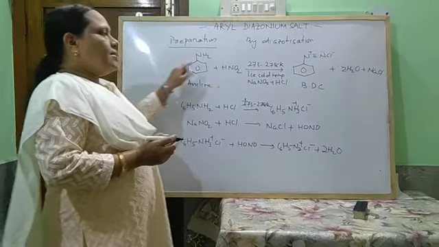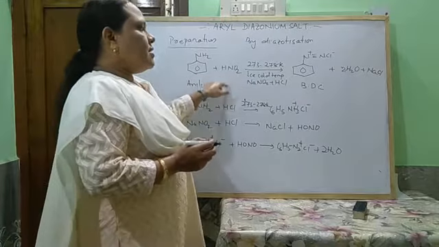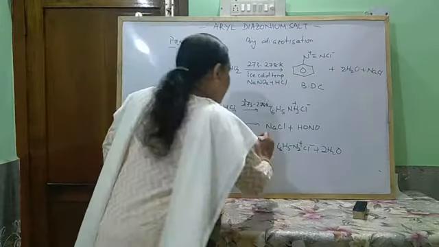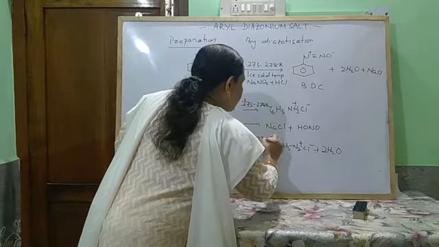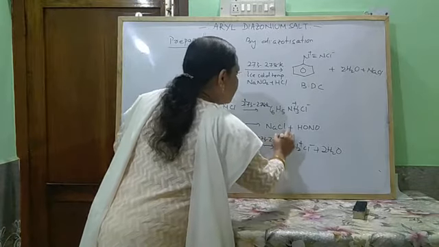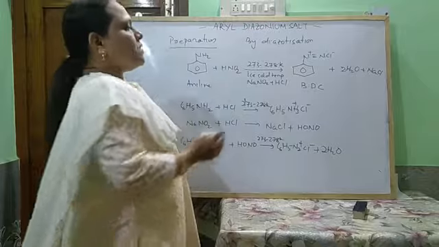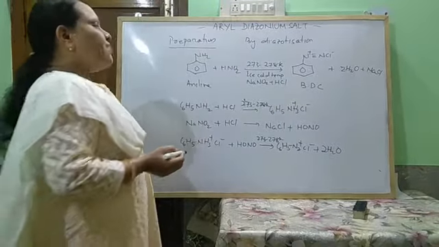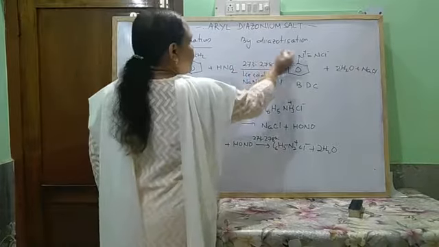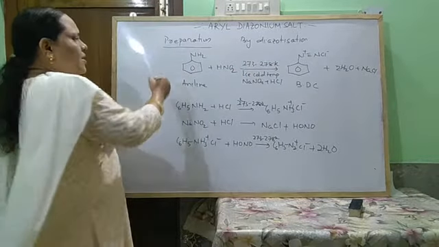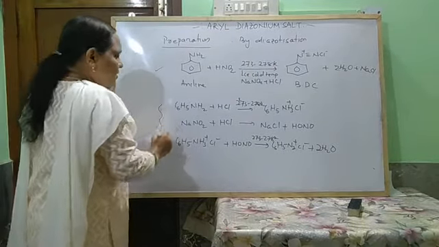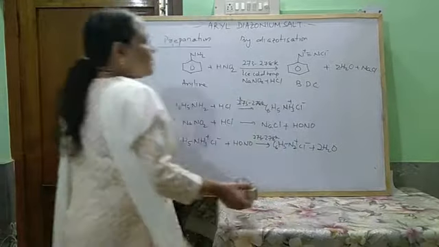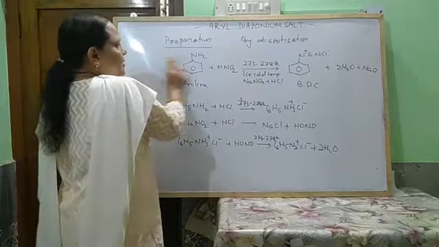So aniline reacts with nitrous acid at ice cold temperature, maintained at 273 to 278 Kelvin, to form benzene diazonium chloride. This reaction is known as diazotization. So you can write it in one step or in a three-step reaction.